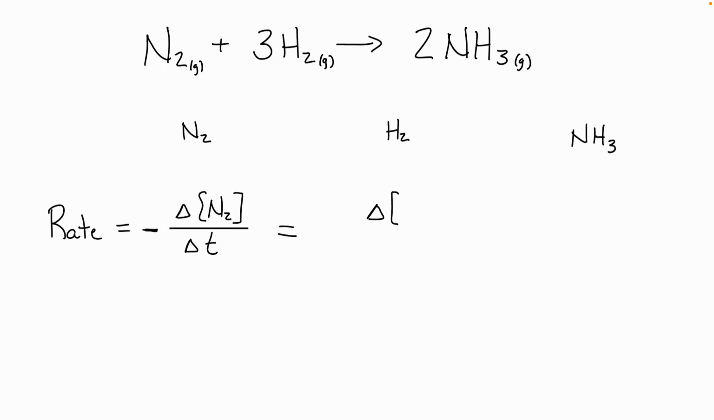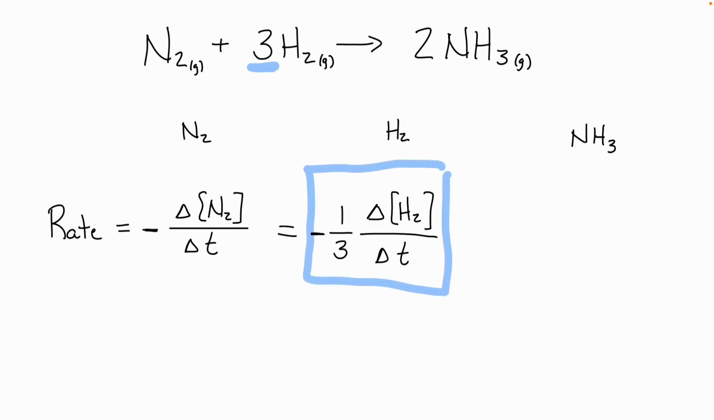All right, so if I'm going to measure hydrogen, that's also a reactant, so I'm going to have to put a negative sign out front, as well as I have this stoichiometric coefficient. So I'm going to divide my change in concentration by 3 in order to account for that. Right, so in terms of my hydrogen concentration, it would be -1/3 times the change in hydrogen divided by the change in time.